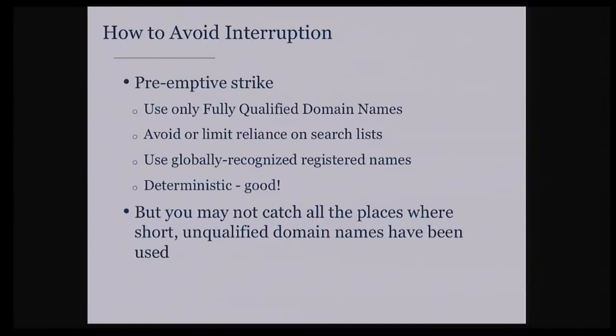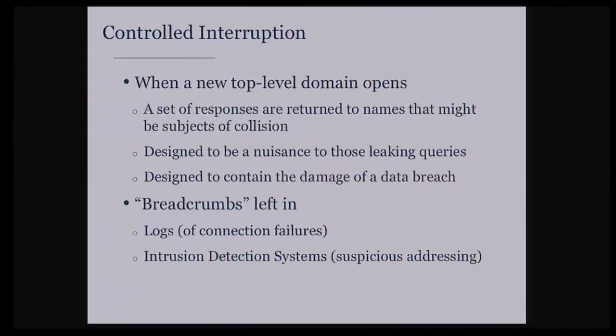You want to have a very deterministic network. You want to know where people are going. But this may not solve all of your problems if you haven't caught everything. So in the ICANN community, the response to this is how can we deal with this change in the root zone, adding more TLDs, and having these queries come out there? What do you do? It's going to be an interruption.